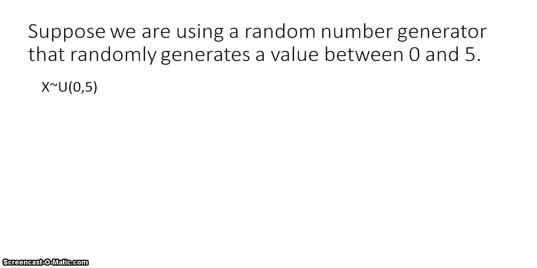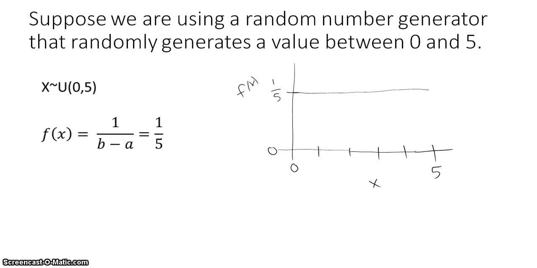Now suppose that we're going to use a random number generator that randomly generates a value between 0 and 5. Then our random variable x is uniformly distributed on the interval from 0 to 5. This means that our little f of x, equal to 1 over b minus a, is going to be 1/5. We can see that the total area under this curve is 5 times 1/5, which is 1, and that our PDF is constant over the entire support.